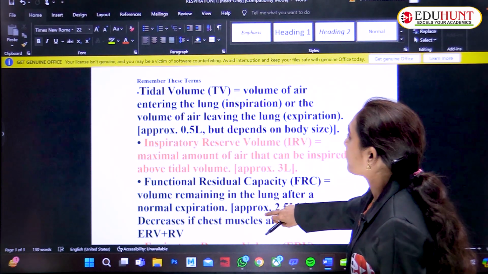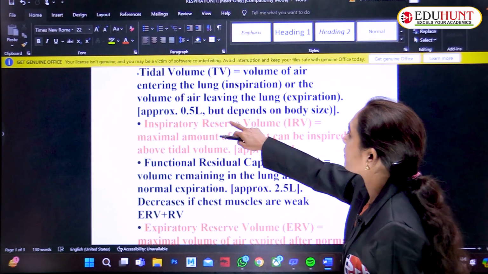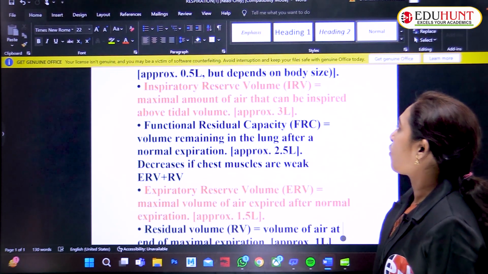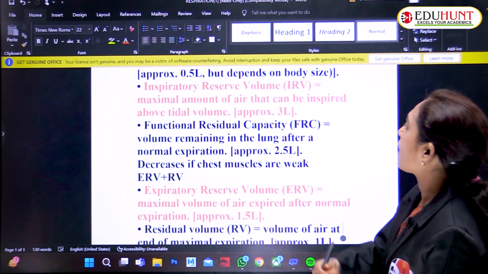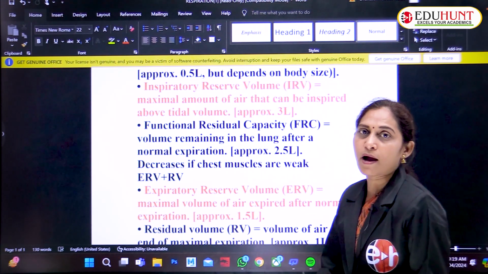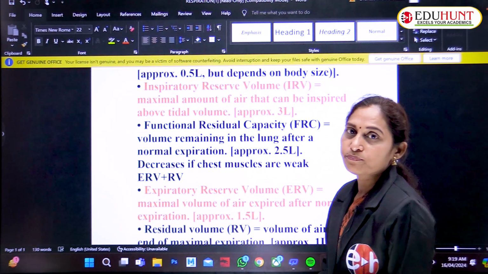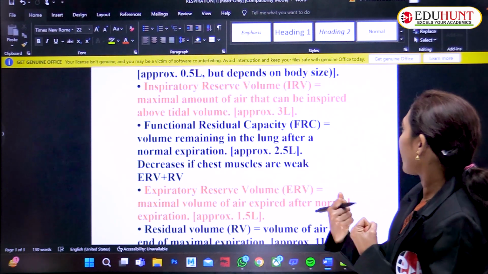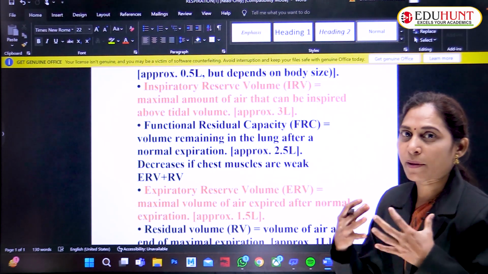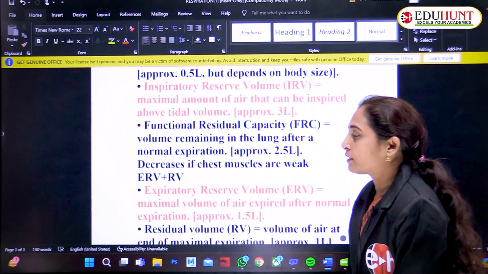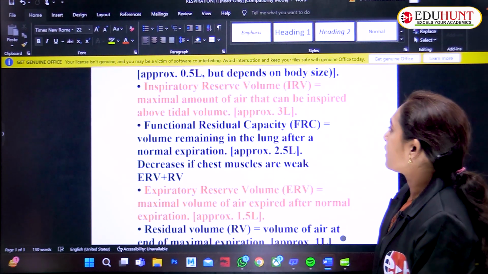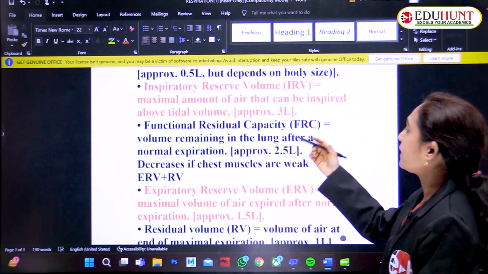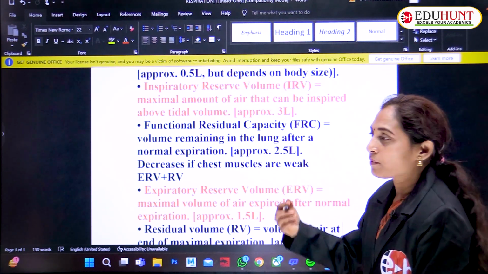Next one is the inspiratory reserve volume. This tidal volume is 500 ml. Inspiratory reserve volume, IRV, is the maximal amount of air that can be inspired above tidal volume. Maximum amount of air that can be taken in, maximum capacity. It is approximately 3 liters. And functional residual capacity, FRC, is the volume remaining in the lung after a normal expiration.